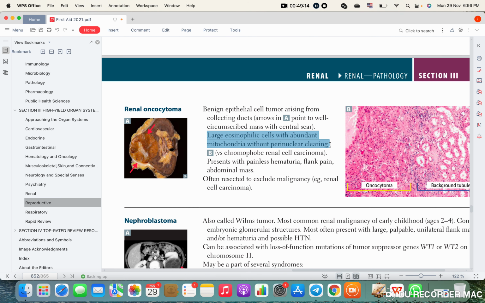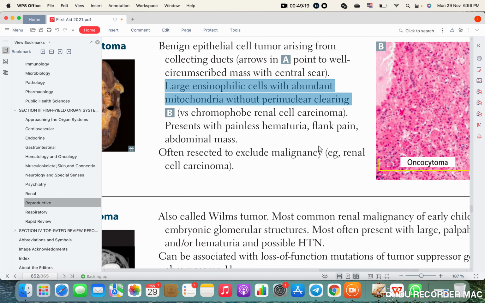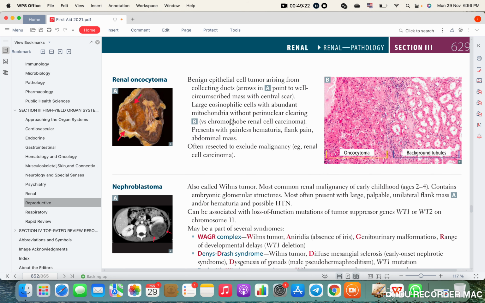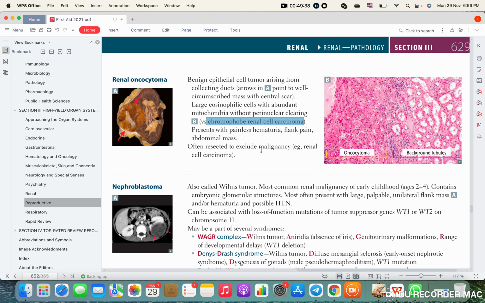Without perinuclear clearing. You are like, what is this perinuclear clearing? I don't get it. Well, there is another cancer which they put between the lines, and I hate when they do this. It's another super high yield cancer, but they put it between the lines so you don't even notice that it exists. It's called chromophobe renal cell carcinoma. So far we had renal cell carcinoma, renal oncocytoma, and now chromophobe renal cell carcinoma.